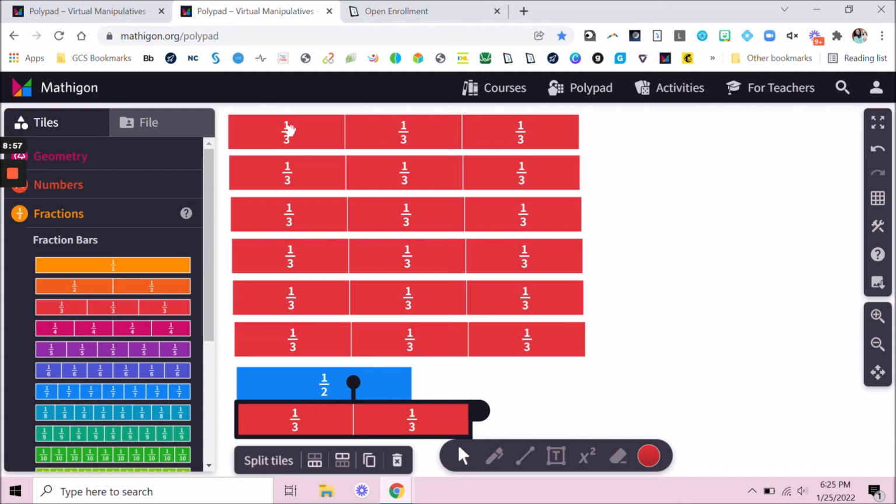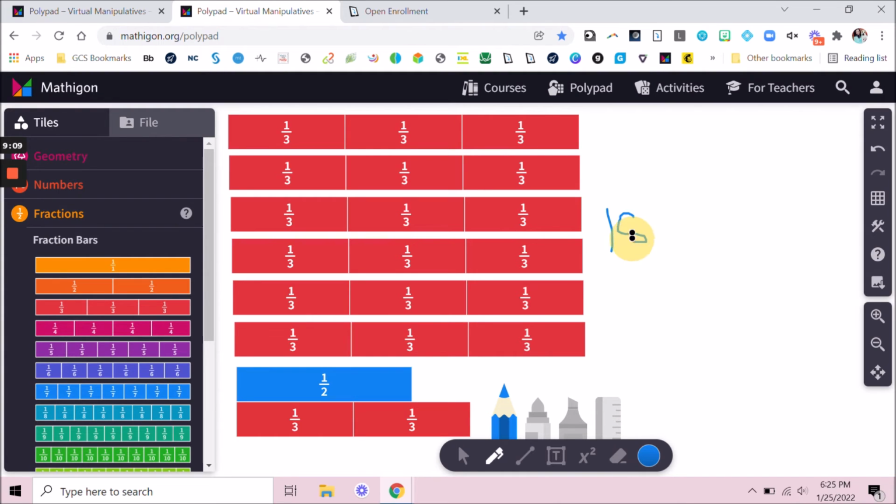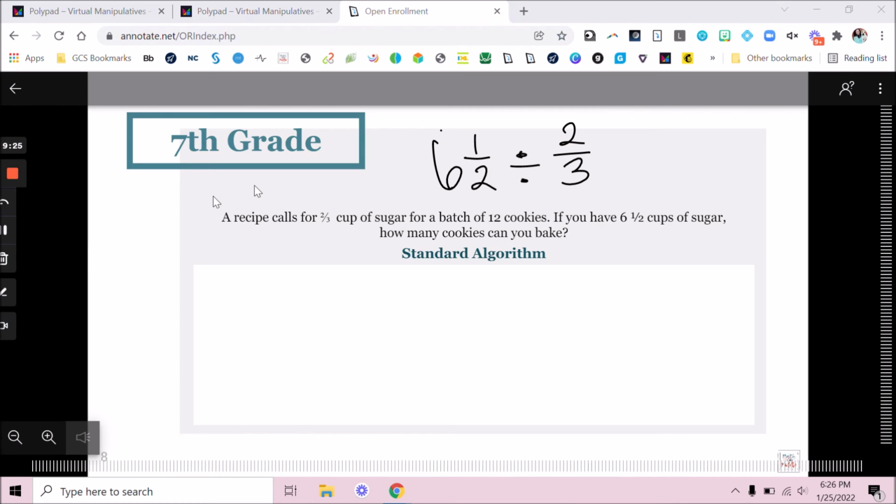6½ pieces to, if I count these, I have 1, 2, 3, 4, 5, 6, 7, 8, 9, 10, 11, 12, 13, 14, 15, 16, 17, 18. So the top part is going to be 18. And then down here, this 1/2 piece is a full third and then a half. So 18 plus another 1½. So we have 19.5 pieces.